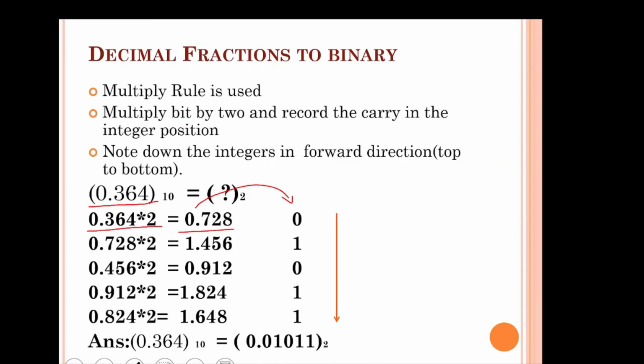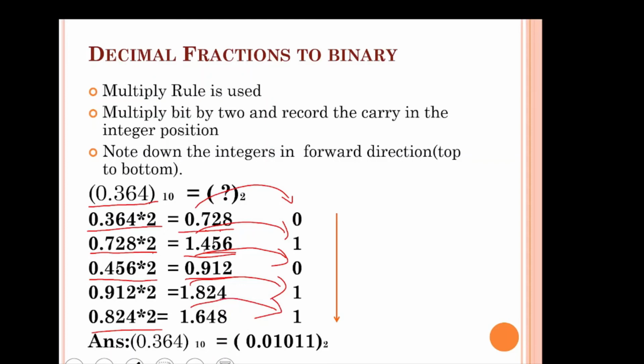Then take this fractional part 0.728 and again multiply it by 2. The answer is 1.456. From here you have to take out the integer part. Then again take the fractional part 0.456, multiply it by 2. The answer is 0.912. From here we'll take the integer part, then multiply 0.912 by 2 and take out the integer part. Repeat the same with 0.824 multiplied by 2, the answer is 1.648 and the integer part is 1.